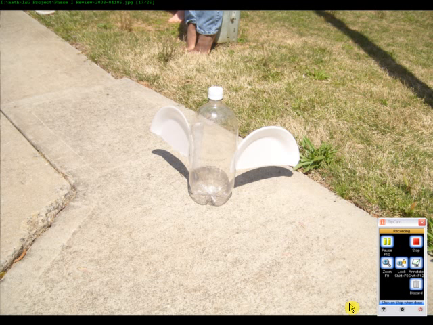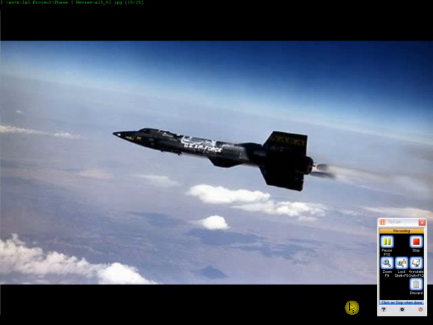You might notice that some of the fastest aircraft have a particular design to them. Here is the X-15. The X-15 is currently the second fastest aircraft that was ever constructed, and it is still the fastest manned aircraft that was ever constructed. The X-15 was able to reach a speed of Mach 6, which is 6 times the speed of sound. If you notice, the X-15 is very sleek in its design.